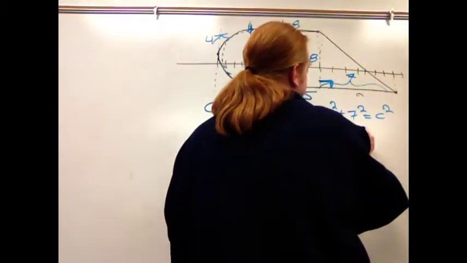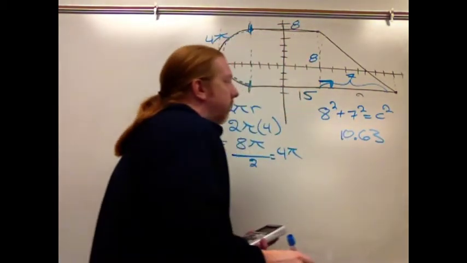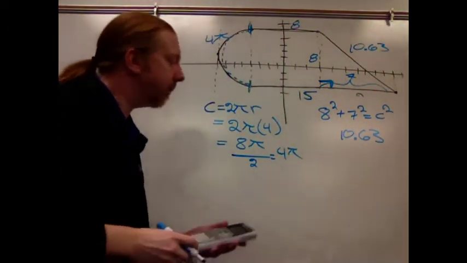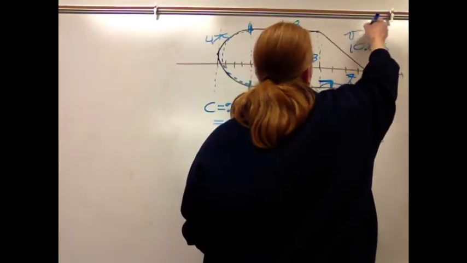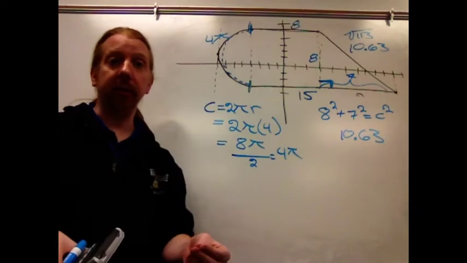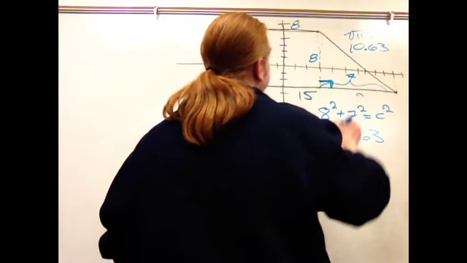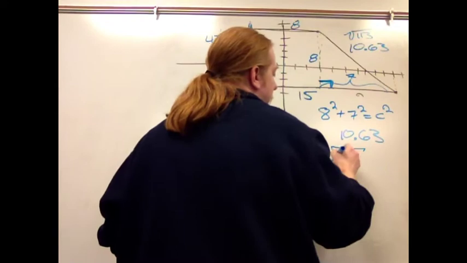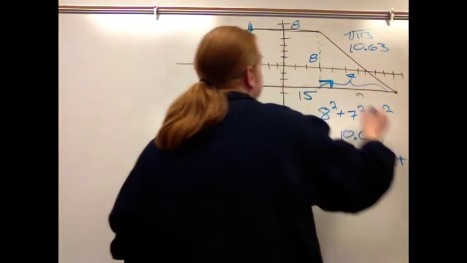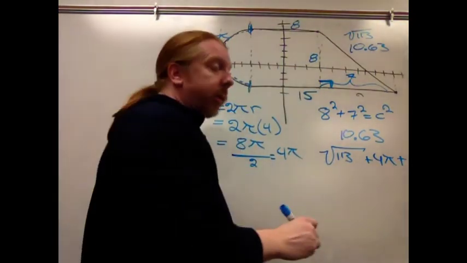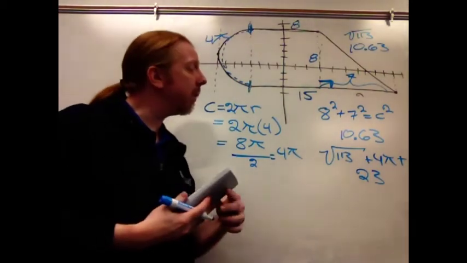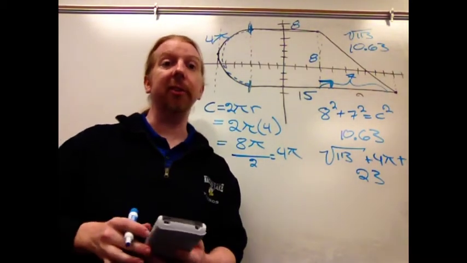I get an answer of 10.63, give or take. It's actually the square root of 113. Now, if you need to give an exact answer, your final answer actually would be square root of 113 plus 4 pi plus 8 and 15 is 23. That's your exact answer. Most of us are probably going to want to turn that into a decimal, make it a little easier to think about.